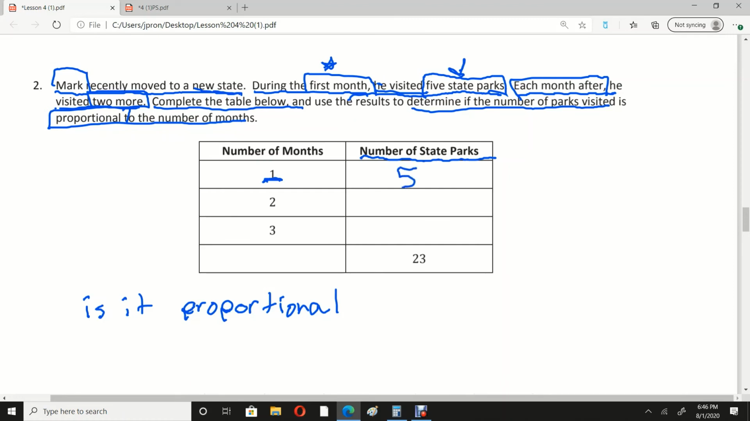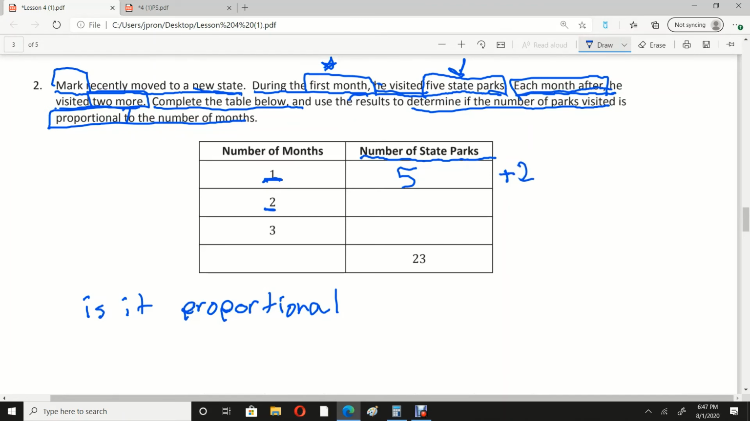Very good. He visited 5 state parks in the first month. Okay. So, but what about the next month? How many parks will he have added to his total? Well, each month afterwards, he visited 2 more.